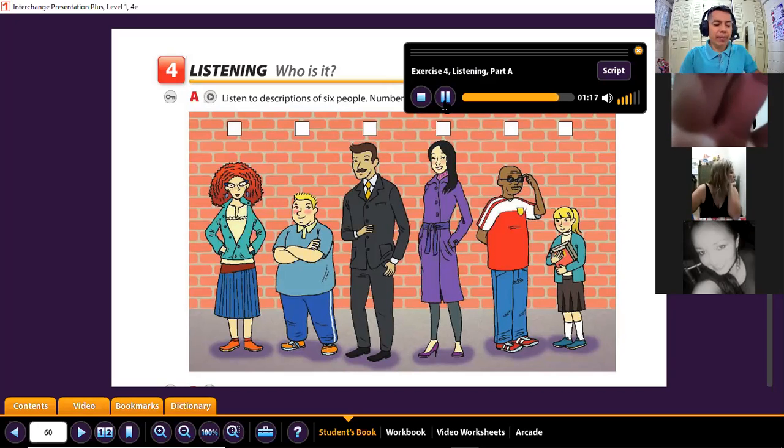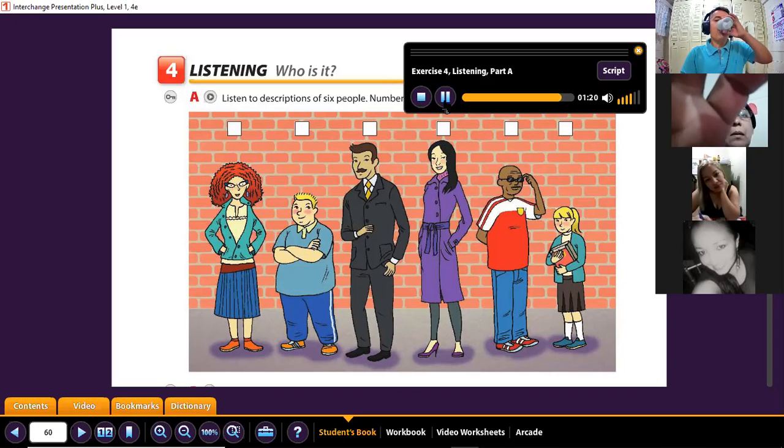Six. Alice is very tall, and she's got long black hair. She's around 25. Oh, and she's very slim. She looks like a fashion model.